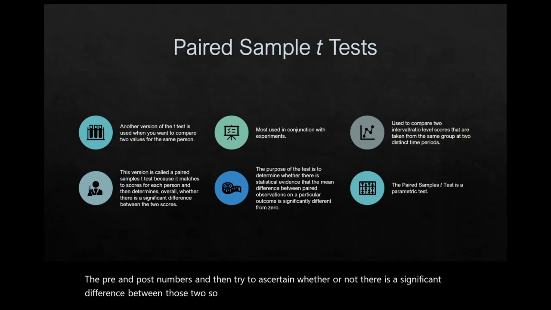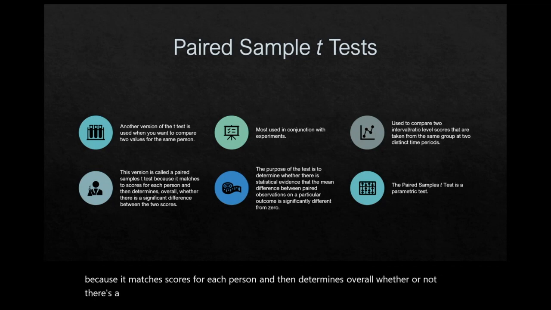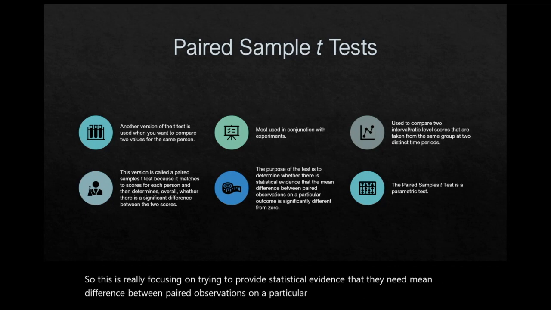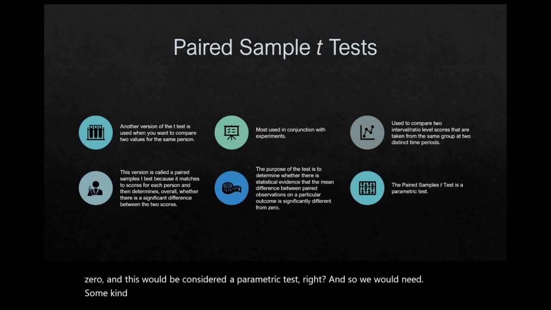So the paired samples t-test is really called a paired samples t-test because it matches scores for each person and then determines overall whether or not there's a significant difference between the two scores. And so this is really focusing on trying to provide statistical evidence that the mean difference between paired observations on a particular outcome is significantly different than zero. And this would be considered a parametric test, right?